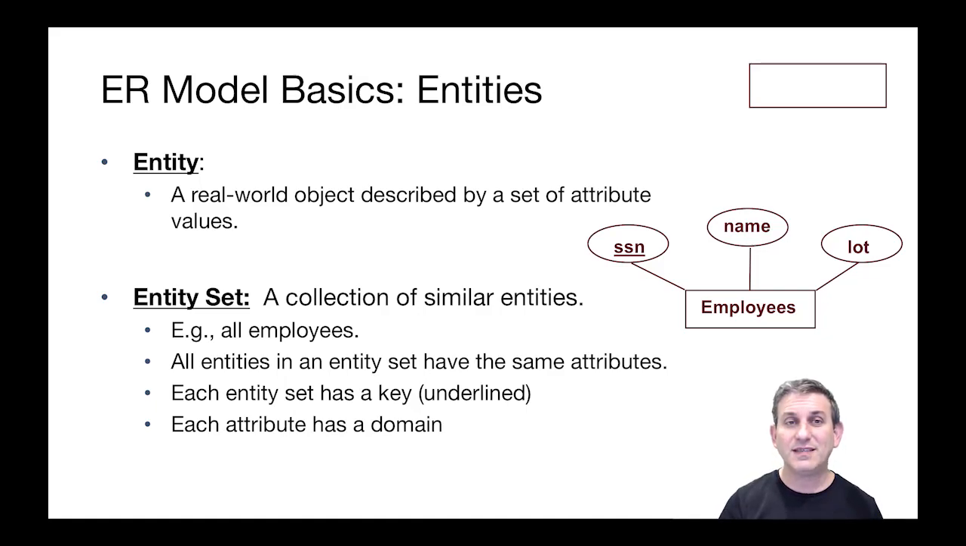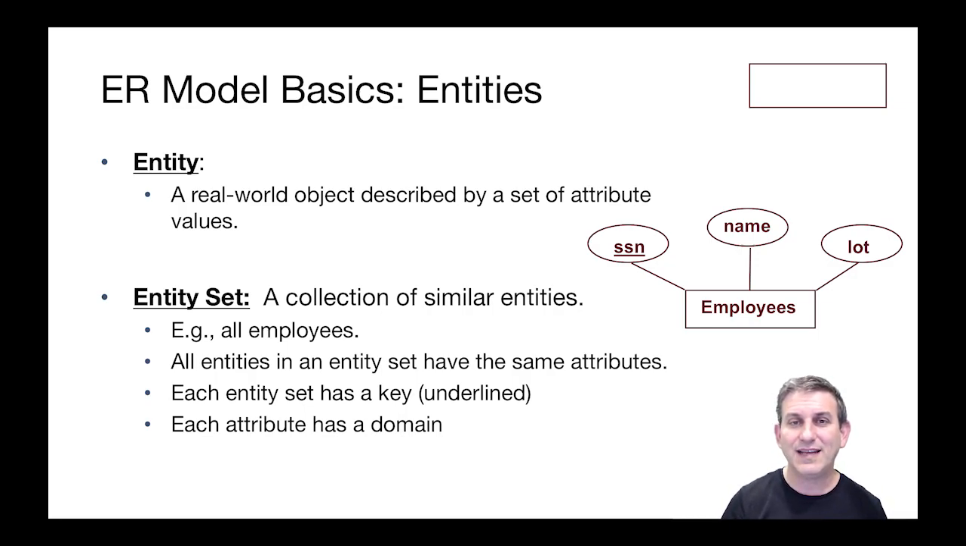All right, let's start with the basics. The basic thing in an entity relationship model is an entity, which is roughly a noun. It's a real world object, or it's an object that you want to represent. Maybe you're in a virtual world. But it's an object described by a set of attribute values. Okay? And an entity set is just a set of such entities.